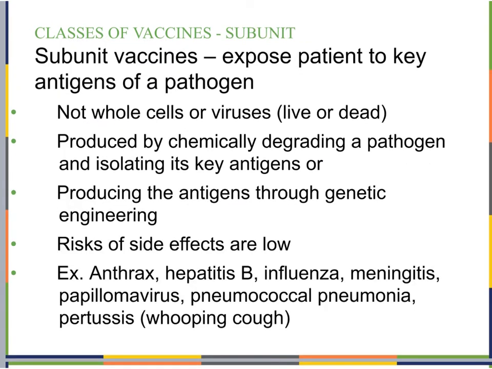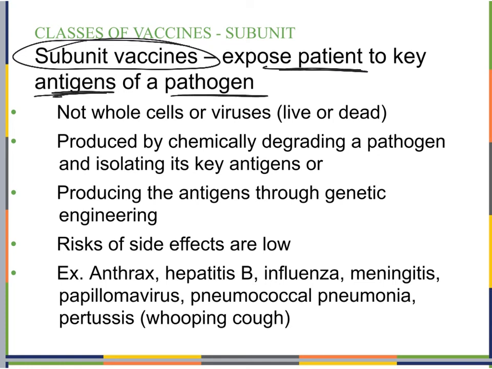The next type of vaccine, or the next class of vaccine, is called the subunit vaccine. So a subunit vaccine is when we expose the patient to key antigens of a pathogen. So in this case, we are not putting in whole cells. We're not putting in whole viruses. They're not live. They're not dead. What we're doing is we are producing just these key antigens. And we're doing this by chemically degrading a pathogen and then isolating its key antigen. So we want just those things that are going to activate our immune system.